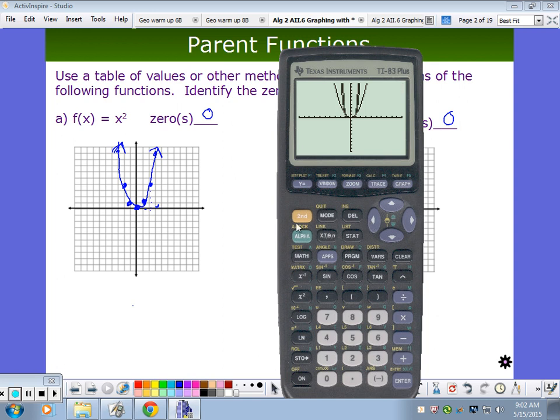Oh, what about x to the eighth? What do you think's going to happen? Yeah, but it basically looks like x squared, doesn't it? They all kind of have that same parabolic shape. They just get a tiny bit narrower. So anything with a parent function of x to an even number kind of looks like this.